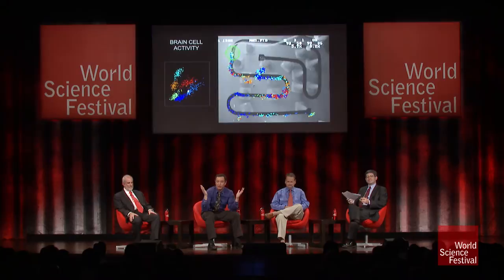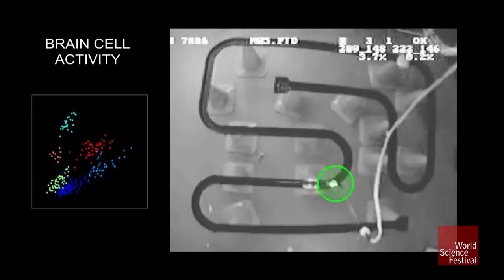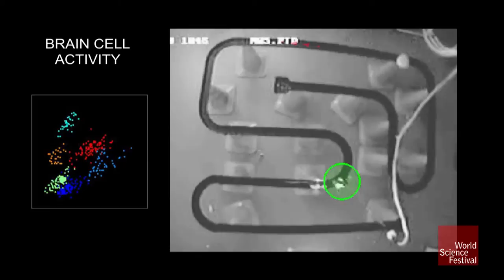So if we go to the next video, let's just try that. You read the mind of a rat. Now it's going to be the same experiment, the same data. You can see on the left, it's the same brain cells firing away. But on the right now, instead of showing you where the brain cells fire when the animal's on the maze, we're decoding the activity. We're guessing where the animal is just by looking at what's going on in the brain.